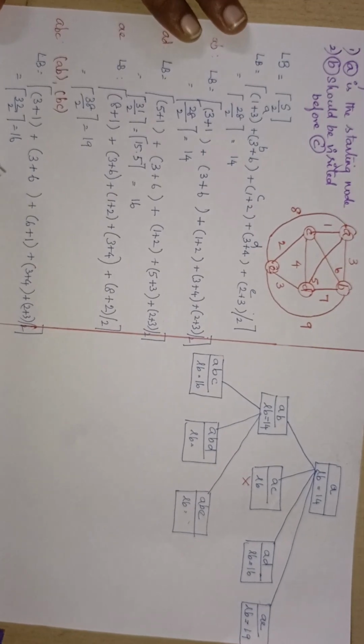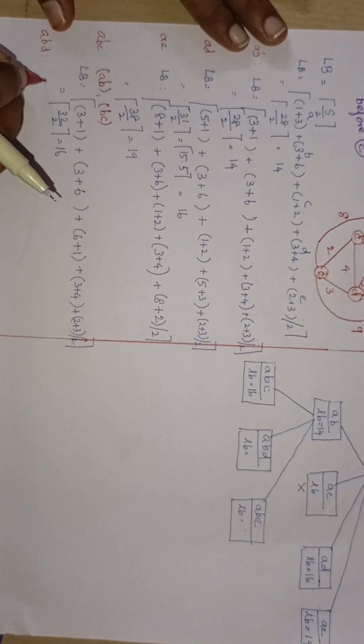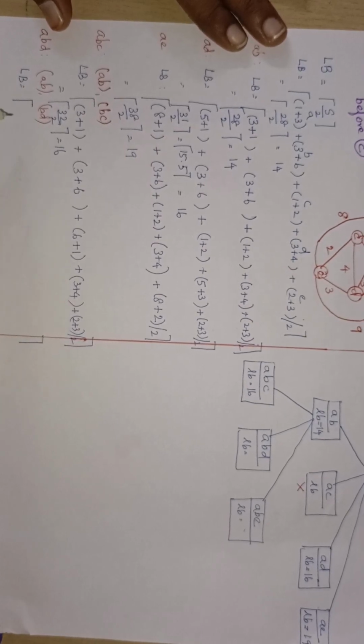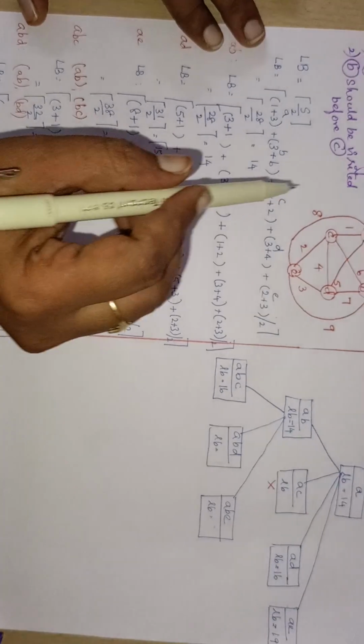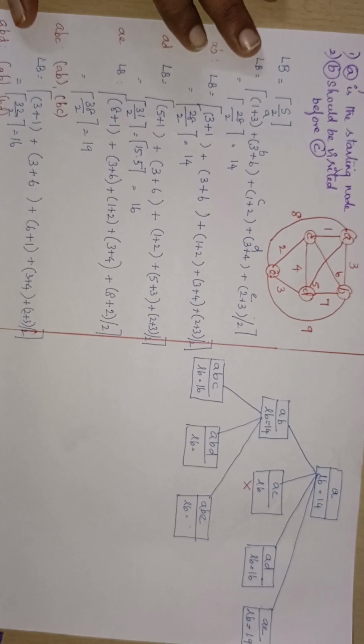Next, I need to find A, B, D. In this, I have to include edges AB and BD. Two edges need to be considered. So how to find the lower bound for this? Seal off. So as far as A is concerned, definitely the edge AB should be included. As far as B is concerned, definitely the edge AB and BD should be considered. So AB, it is 3. So 3 will come for A as well as for B.